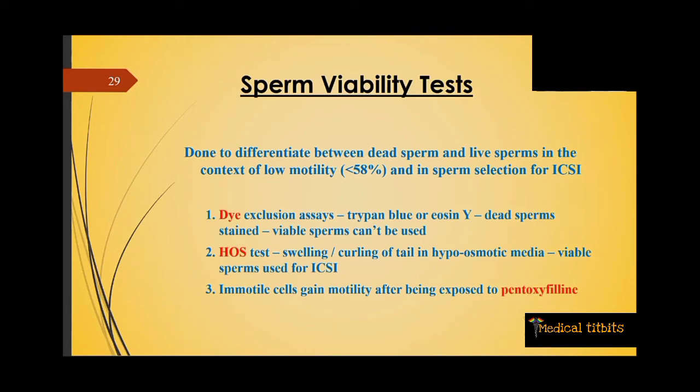But the problem with the dye test is that these viable stained sperms also cannot be used after the test. So we'll be using more of the hypoosmotic swelling test, in which there will be swelling or curling of the tail of a viable sperm, and these sperms can be selected and used in ICSI. Another novel method is exposure to pentoxifylline. Viable sperms will start having motility after a certain time.